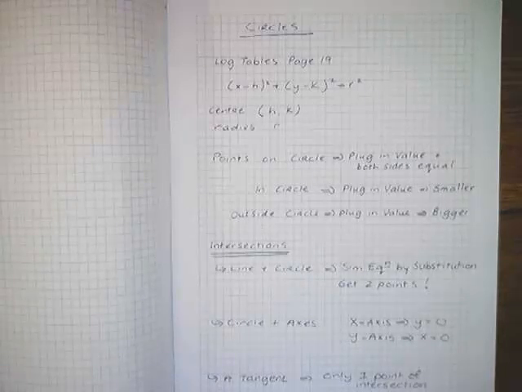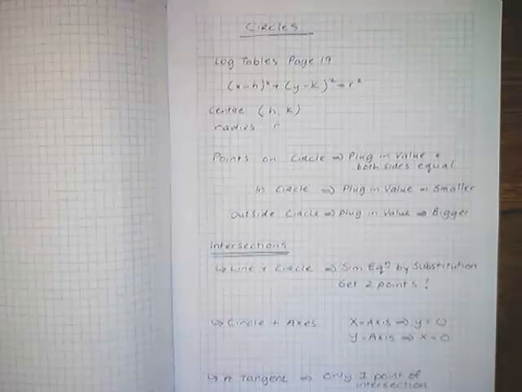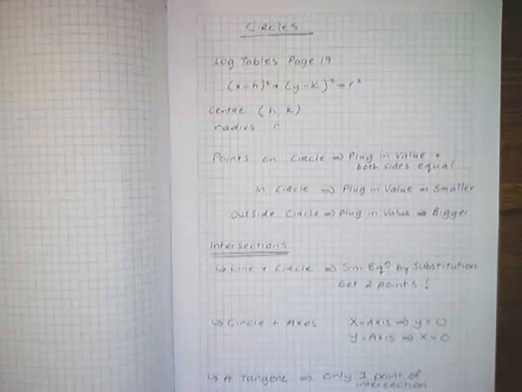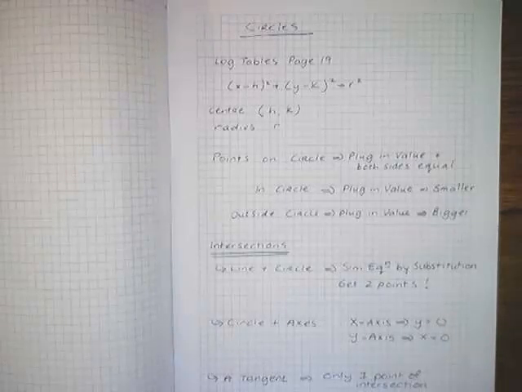If your point is in the circle, you plug in the values the exact same way, substituting in your x and your y, and when you work out the value, it will be smaller than your r squared. And if it's outside the circle, exact same method, plug in your x and your y, but this time you will get a value that is bigger than your r squared. So it's larger than the radius, therefore it's outside your circle.